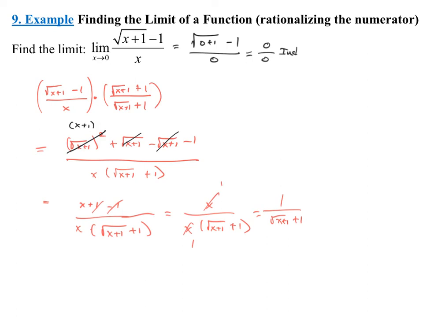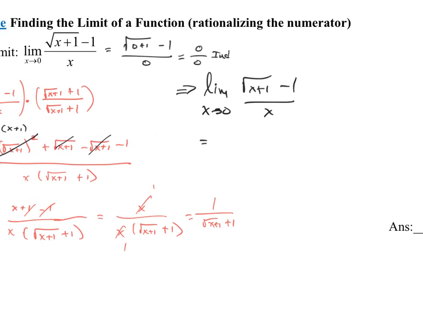So let's go back. The original problem was the limit as x approaches 0 of the square root of x plus 1 minus 1, all over x. And we knew that was indeterminate. Well, we have now rationalized the numerator, keeping equal signs the entire time. So this has to be the same thing as the limit as x approaches 0 of the new one. When we rationalized, we got 1 over the square root of x plus 1 plus 1.